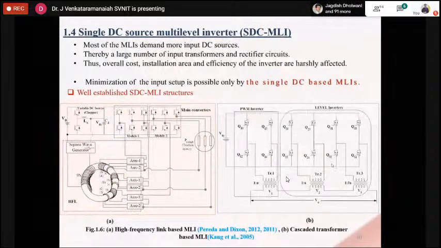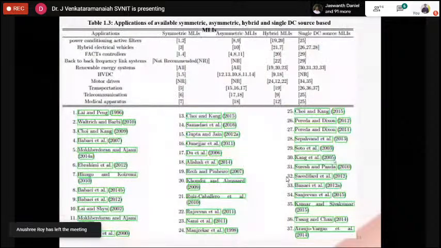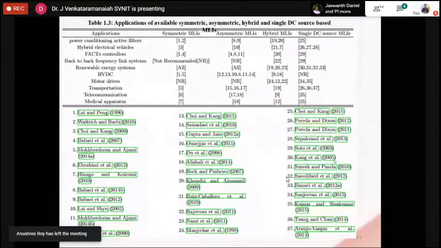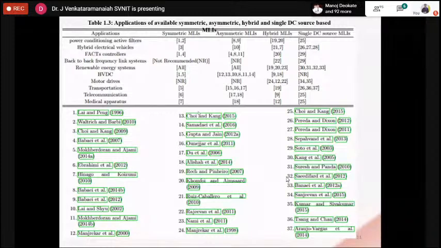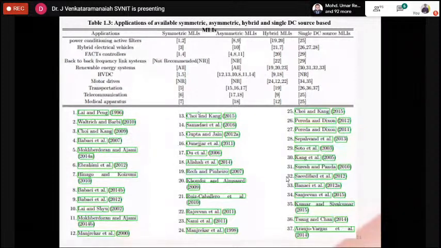There are other topologies, but I'm not introducing all of them here. The problem is that plenty of topologies exist, but very few are adopted by the industries. In recent days, newly introduced topologies are being developed for industrial applications. So we have to see which topology is suitable for which application. That is very important.